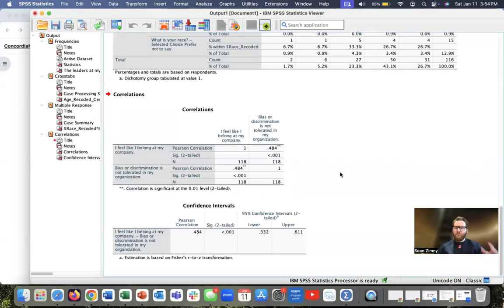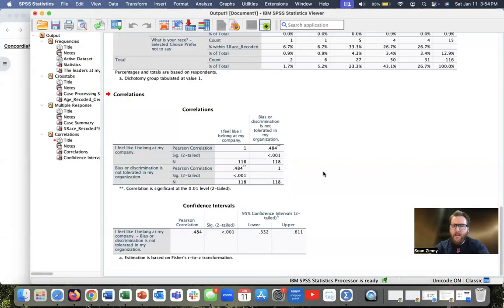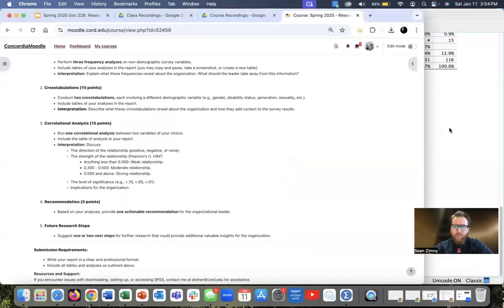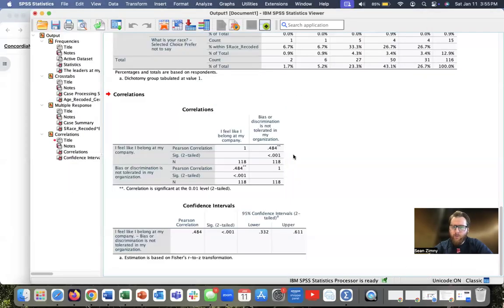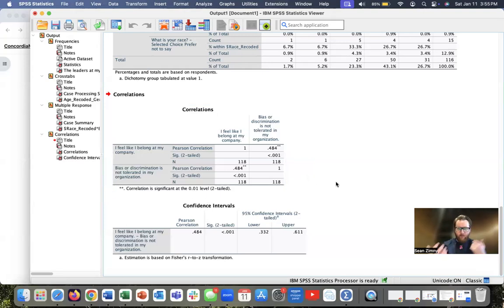So how you would describe this, you'd say, going from this exact interpretation under the directions, the direction: this is a positive relationship. It is a moderately strong relationship at 0.484, in between 0.3 and 0.5, and it is statistically significant at the 0.01 level. It has all that information for you here. And then you would identify what the implications are.